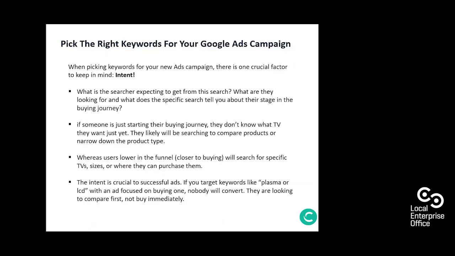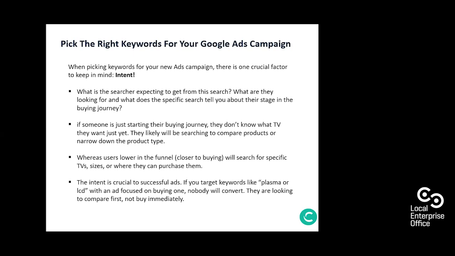So when picking the right keywords for your Google Ads campaign, there's one crucial factor to keep in mind, and that's intent. What is the searcher expecting to get from the search? What are they looking for? And what does the specific search tell you about their stage in the buying journey? So in the example of TVs, if someone is just starting their buying journey, they don't know what TV they want. They're likely to be searching to compare products or narrow down the product type. Whereas users lower down in the funnel, closer to buying, will search for specific TV sizes or where they can purchase them, etc. So intent is crucial to successful ads.